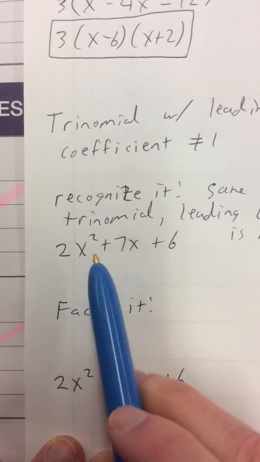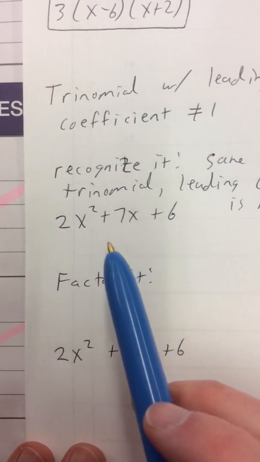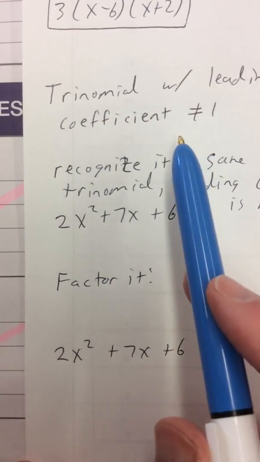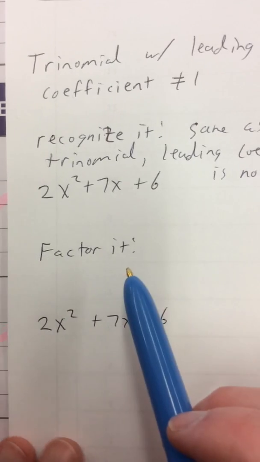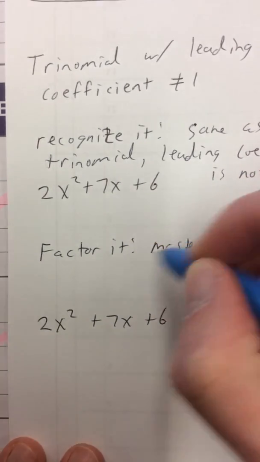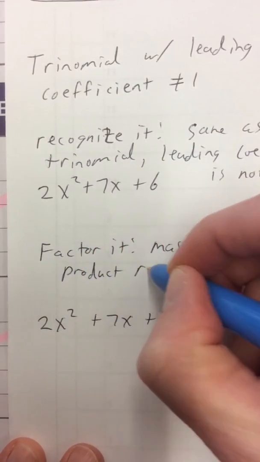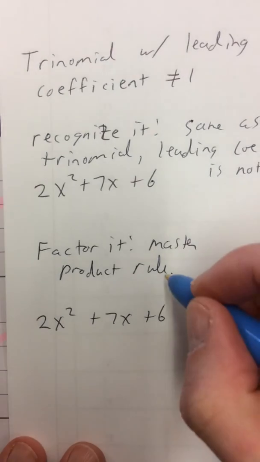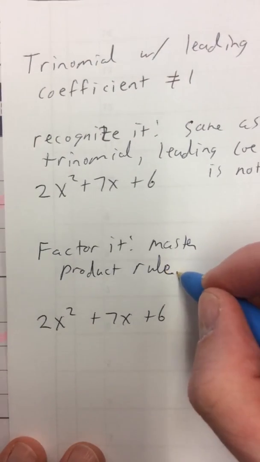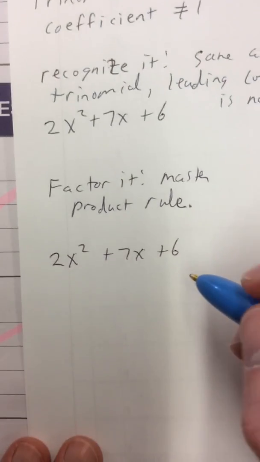So there it is. There's the example. 2x squared plus 7x plus 6. This is an example of a trinomial where the leading coefficient isn't 1. All right, so how do we go about factoring it? We use the master product rule. And hopefully all of you saw this in Algebra 2. You certainly did if you had me or Ms. Pender. We do the same approach for this.